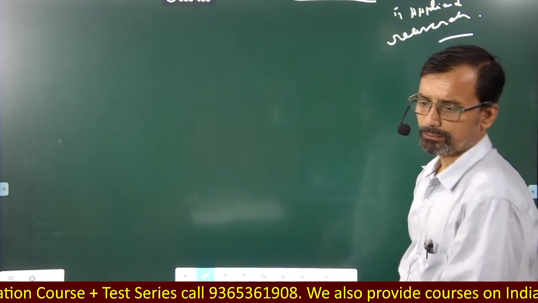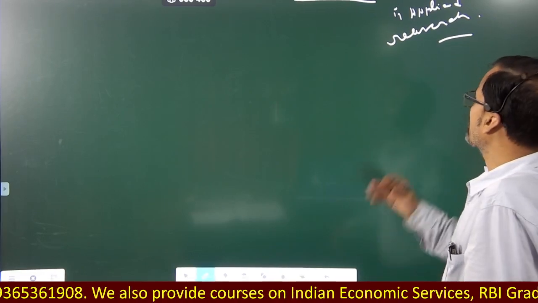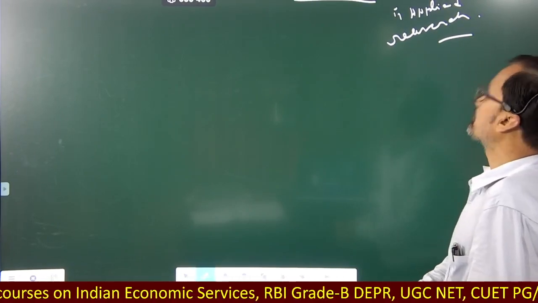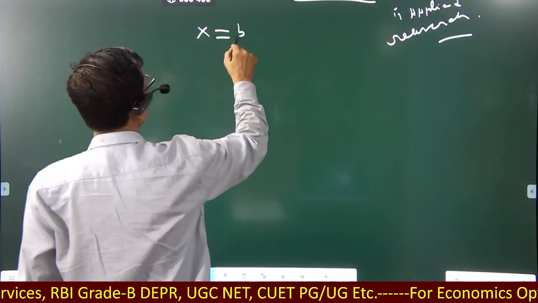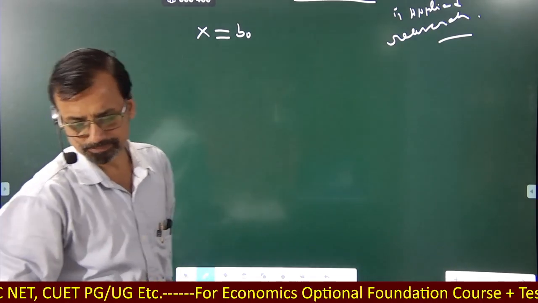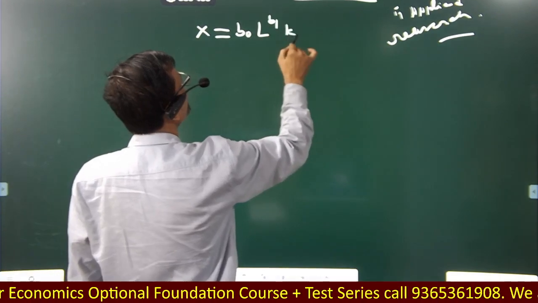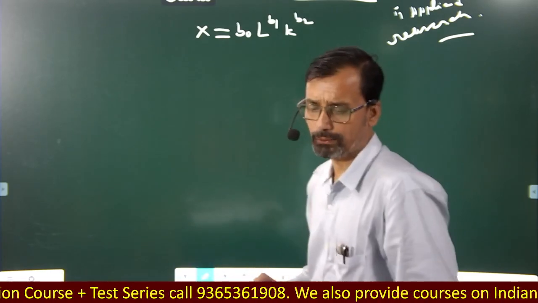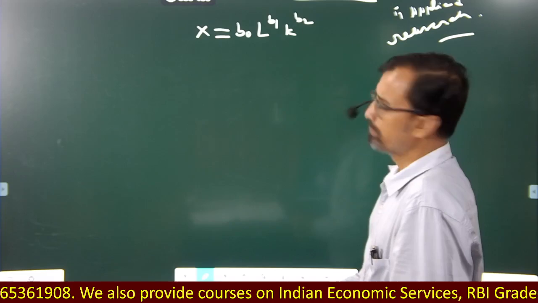How is this popular? Why? Because mathematical calculation and mathematical simplification become very simple in this production function. Suppose this is our production function: X = B naught L to the power B1 K to the power B2. From this production function, we can find out the marginal productivity of labor and capital very simply.